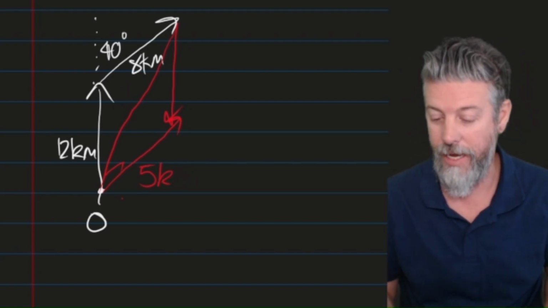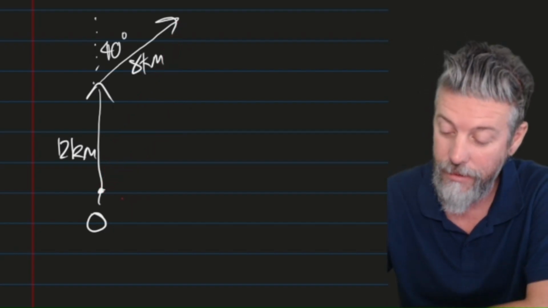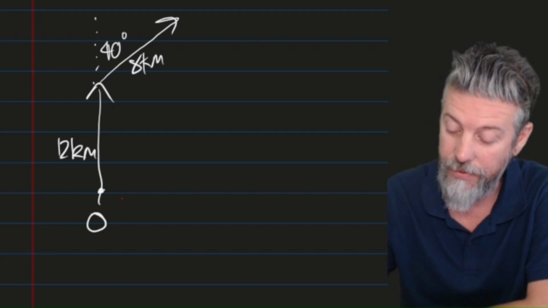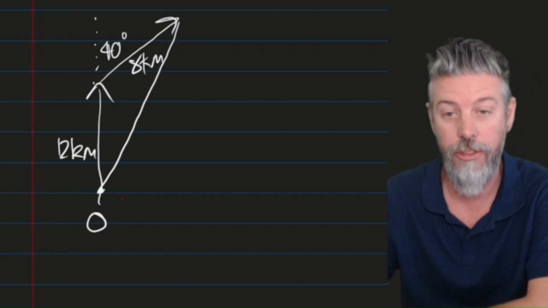Okay, let's get rid of that so it's not confusing. So essentially what I need is I just need this third side of going back to the origin from the ship.